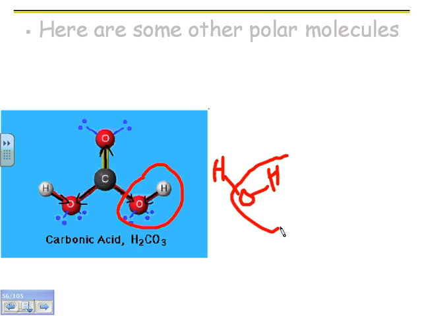So if you look at this, that's water, and we said that water is polar. And so look at this. It looks just like that. And so are the electrons going to be more attracted to the O or the H? It's going to be more attracted to the O. Good. So this side's partially negative. This side's partially positive.